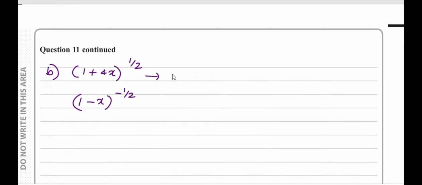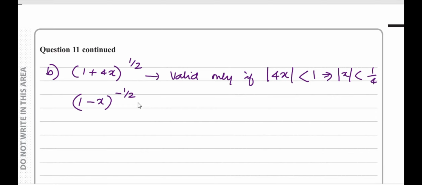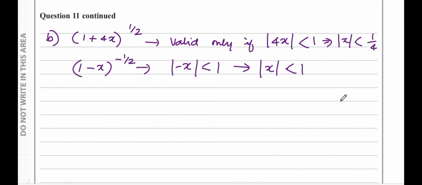Okay, so this expansion is valid only if modulus of 4x is less than 1, which means modulus of x is less than 1/4. Okay, in the second one, this is valid only if modulus of minus x is less than 1, which is modulus of x is less than 1. So we have two conditions here, and we need to go for the more strict condition of the two.